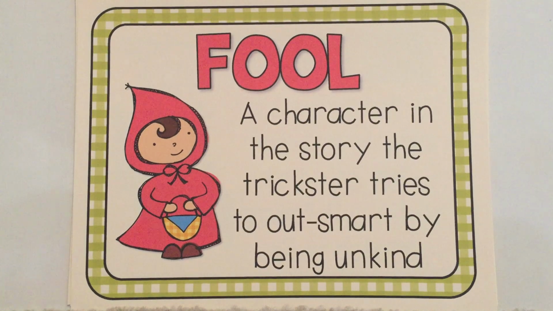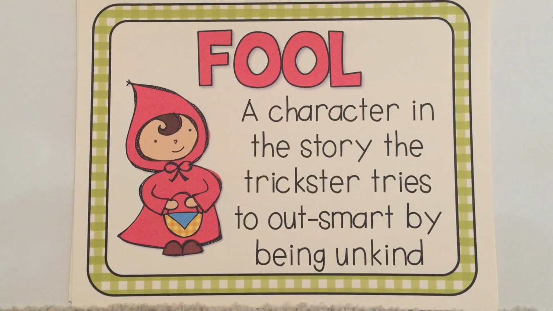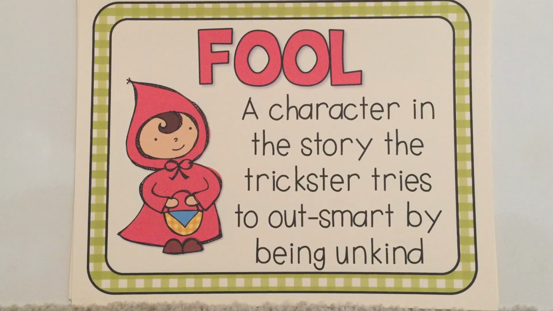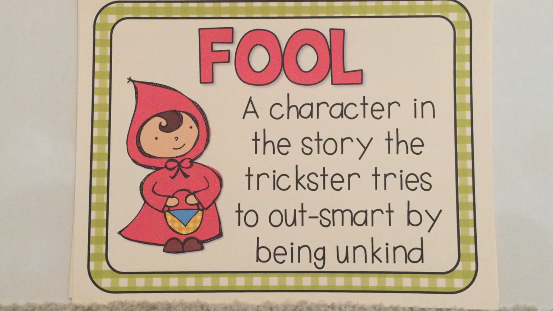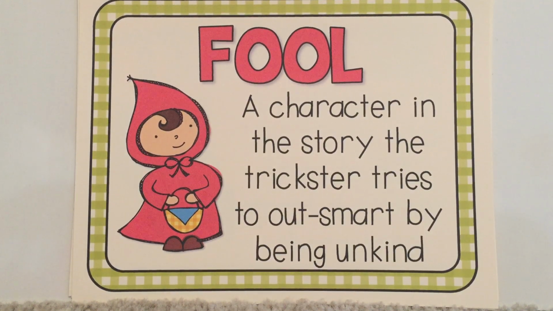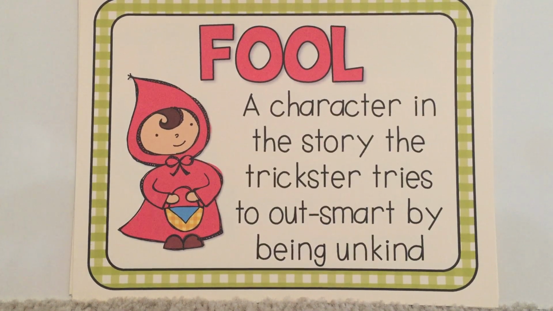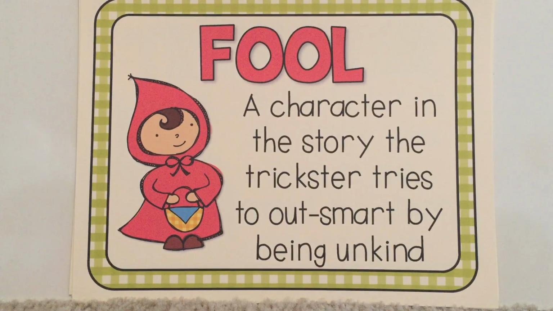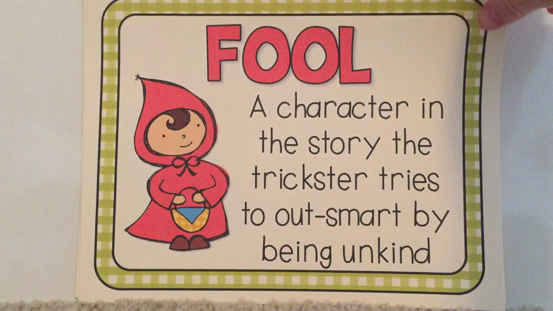We often have a fool in the story. Now you might recognize the character that's on this page. That's Little Red Riding Hood. She was kind of foolish, a little naive. She believed that grandmother was still in her home. So we have this person that gets tricked, a character in the story that a trickster tries to outsmart. And they usually do this by being unkind.